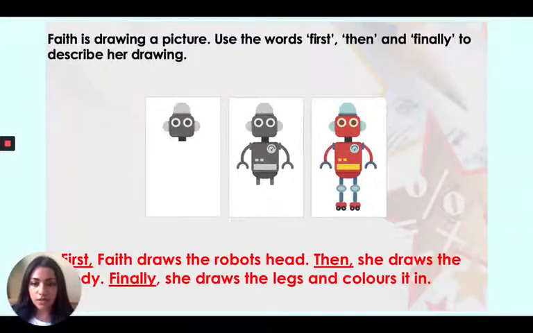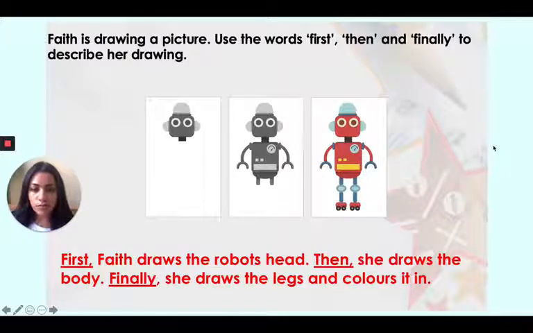Okay, let's have a look at the answer. So first, Faith draws the robot's head, as we can see here. Then she draws the body. There's the body there. Finally, she draws the legs and colours it in. So this is what it looks like in the beginning when she's first drawing it, and when she's finished drawing, that's what it looks like at the end when she's finished. Well done if you managed to use those key words first, then, and finally. You're doing really well, year one.